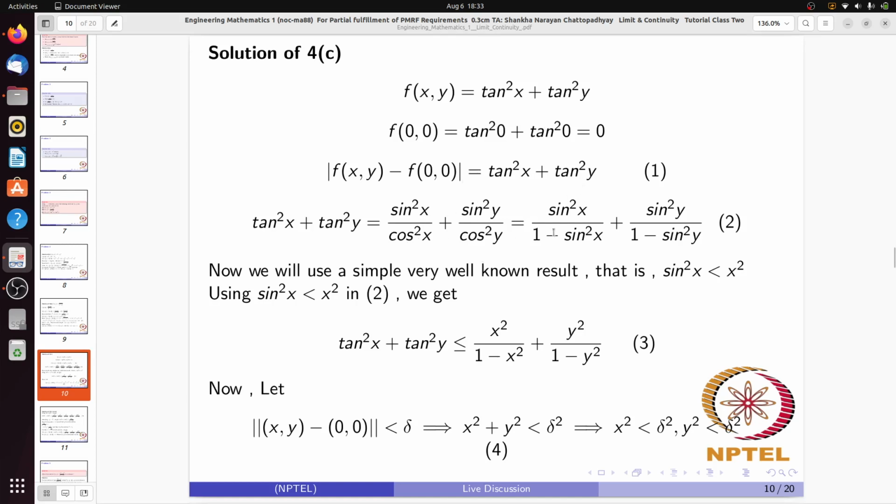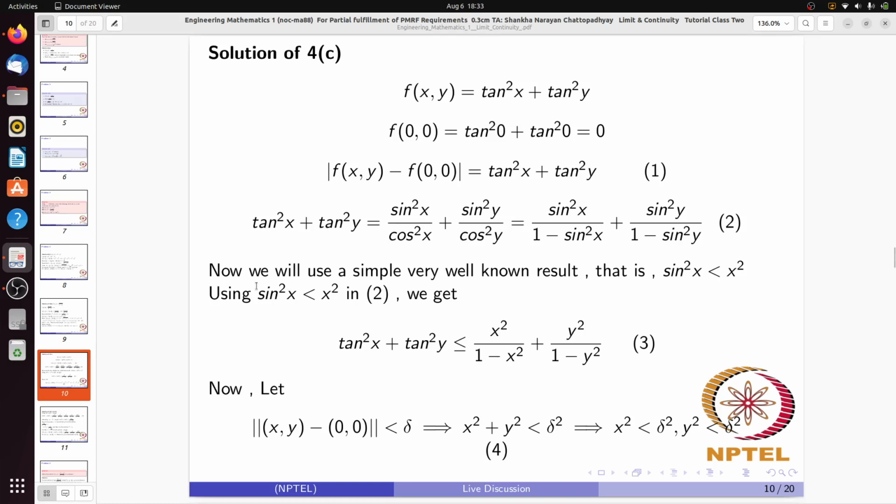So it will be sin square x divided by 1 minus sin square x plus sin square y by 1 minus sin square y. Now we will use a simple, very well known result, that sin square x is less than x square. We have to use this identity. You can prove it on your own. Remember these x are all measured in radians. In calculus there is no concept of degrees; all things are measured in radians. I am just telling you for your attention, though I think you all know this.